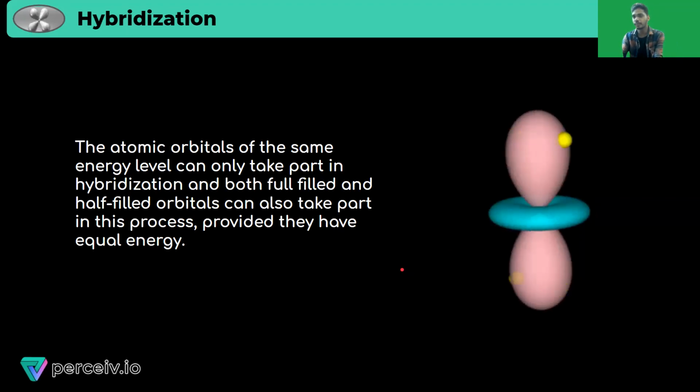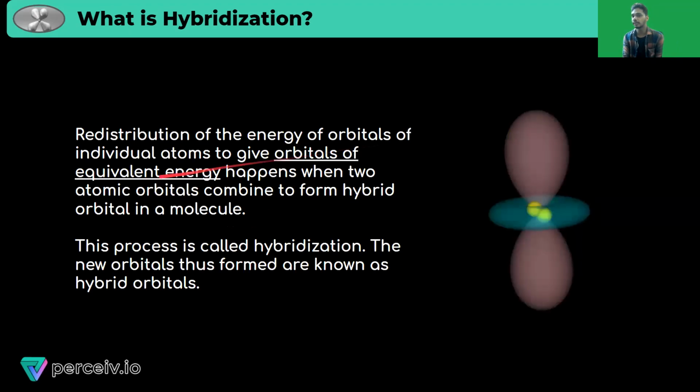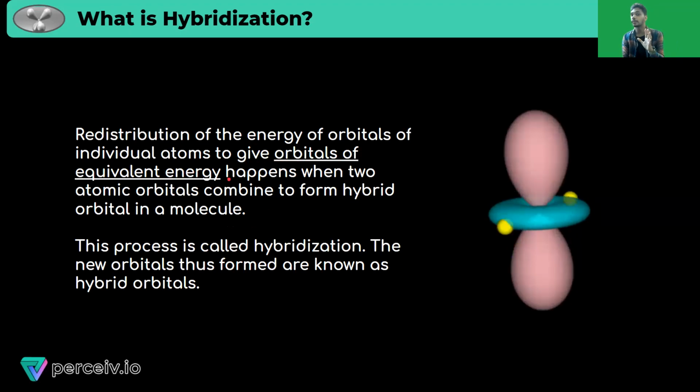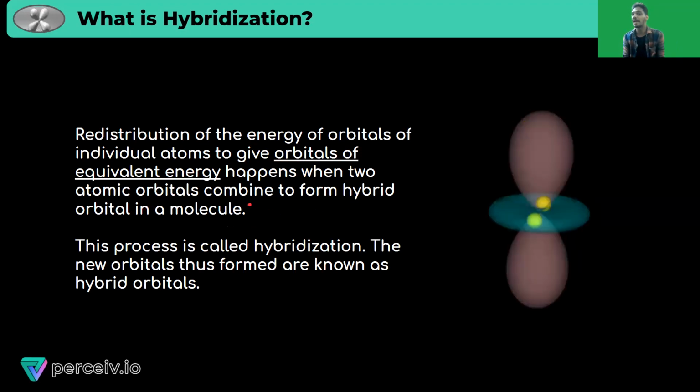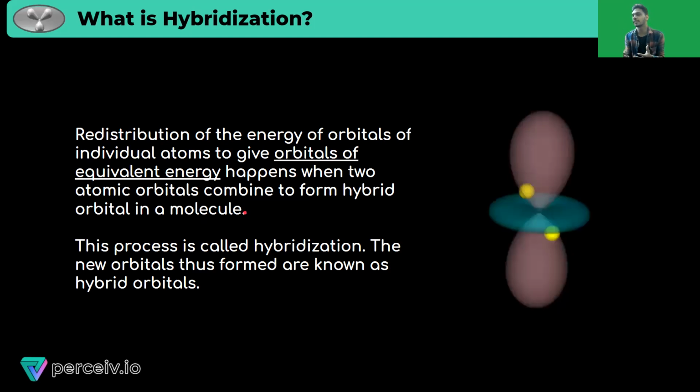Let's go further. Now the redistribution of the energy of orbitals of individual atoms to give orbitals of equivalent energy happens when two atomic orbitals combine to form a hybrid orbital in the molecule. So whenever two orbitals combine, there is a redistribution. What is the redistribution?